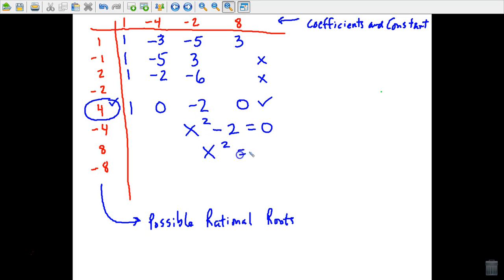So x squared equals +2, and then taking the square root of both sides, we get plus or minus the square root of 2. So since this is plus and minus, that really represents 2 solutions to go along with the 4 that we found initially that gave us a 0 remainder. So all 3 of these are the solutions to this polynomial equation.